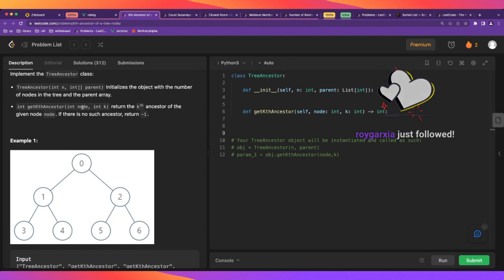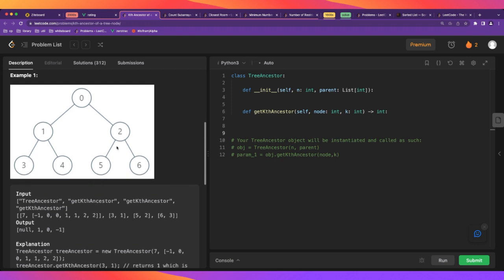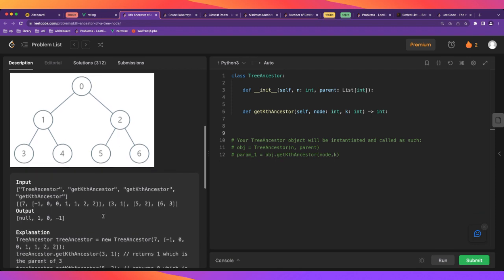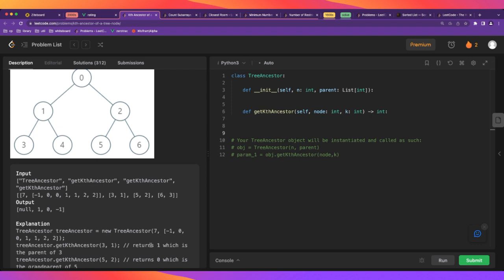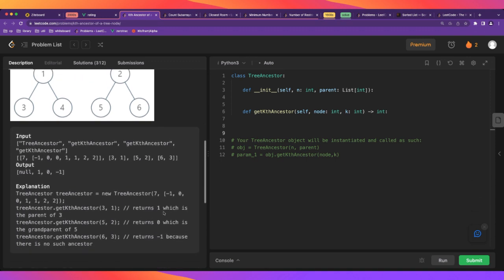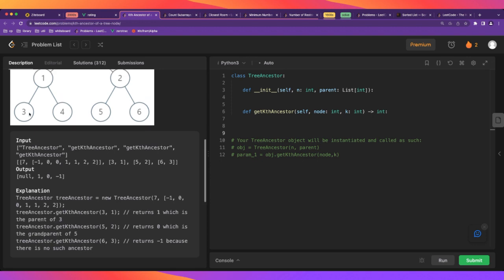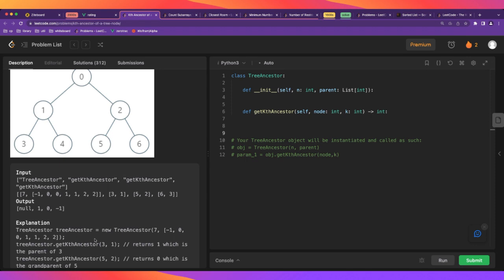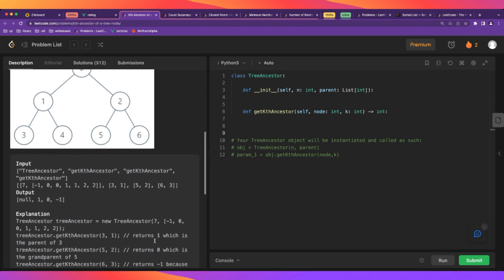And so we need to answer these queries, and if there is no such ancestor, we have to return -1. And we have one example. Here this is the tree, and they ask us for the first ancestor of node 3, which here we can see it is 1. So that's why it returns 1 in that case.